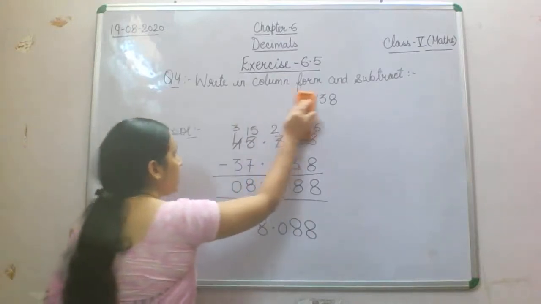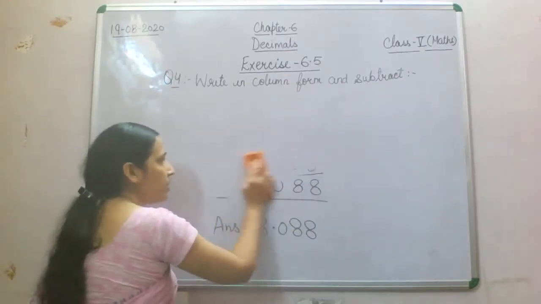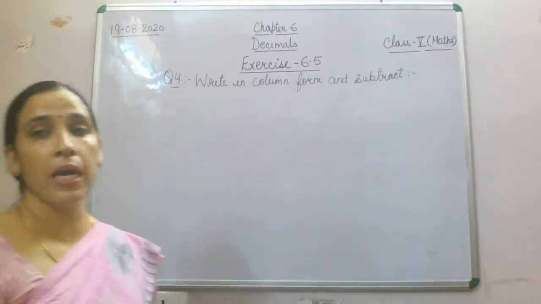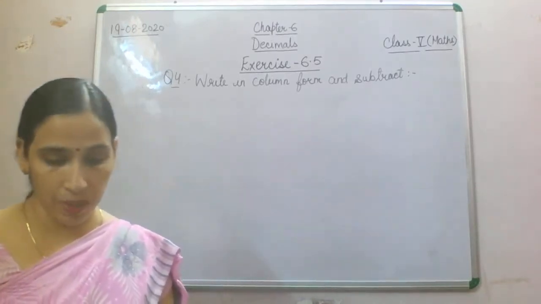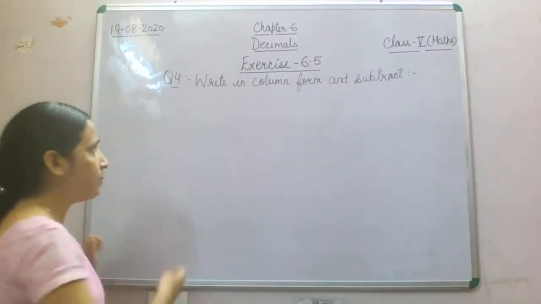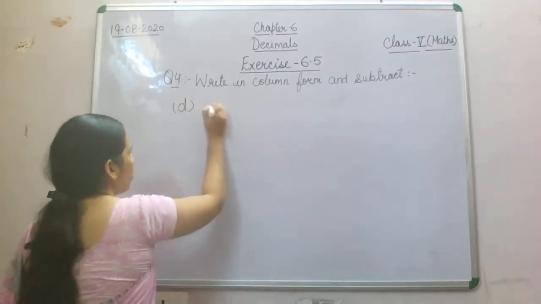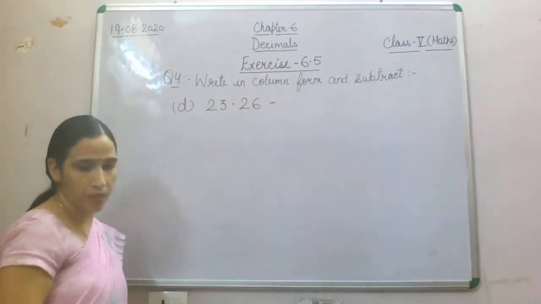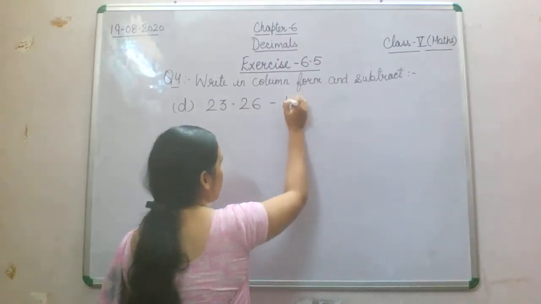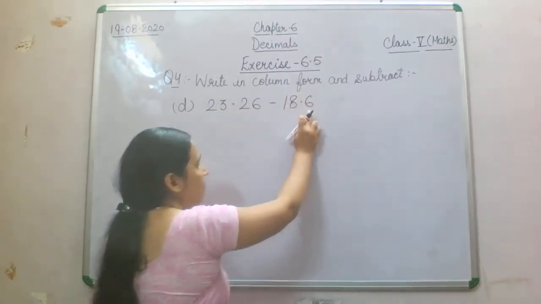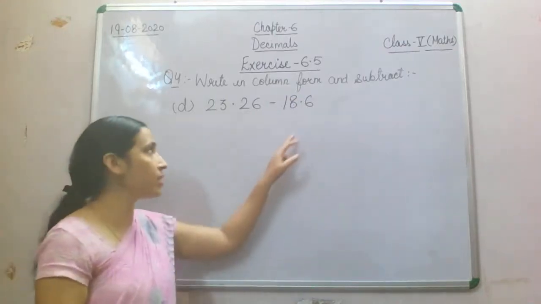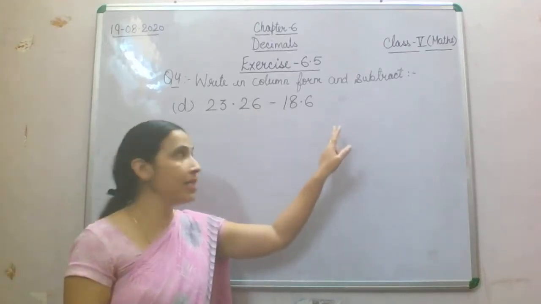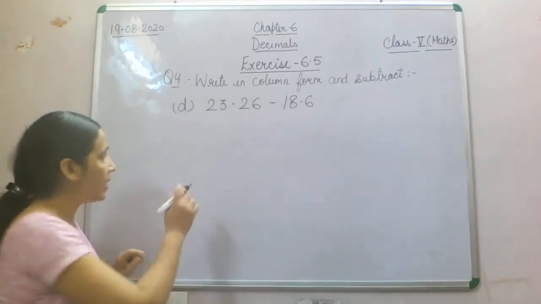Now in D part you have to understand how to do the subtraction when one number has one decimal place and the other number has two decimal places. D part is 23.26 minus 18.6. In 18.6 we have one decimal place, and in 23.26 we have two decimal places. How can we change one decimal place into two? Let's see.